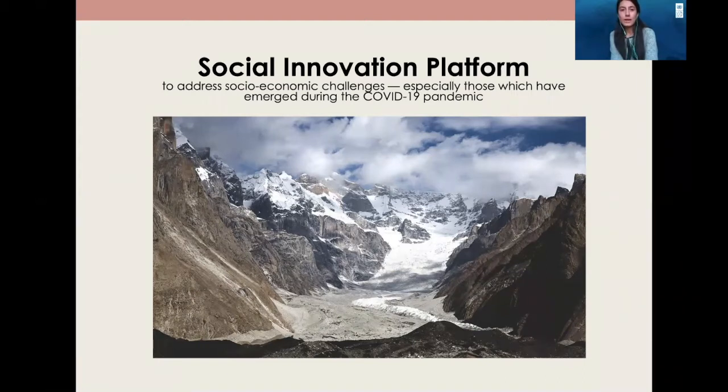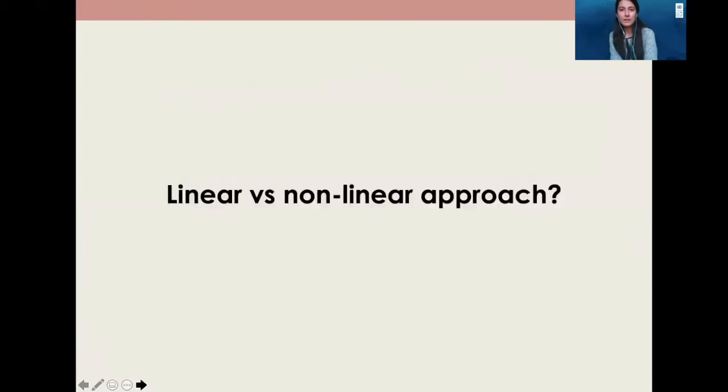And the work had actually kickstarted well before COVID. So we'll take you through what that journey was. Can you go to the next slide, Tabinda?